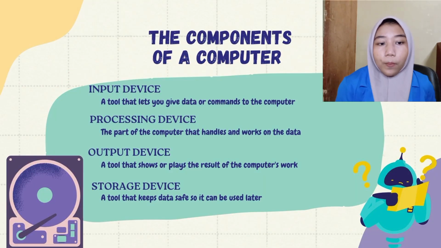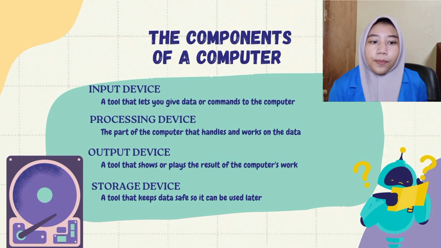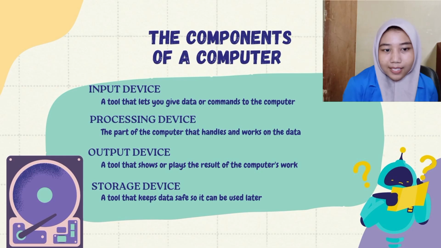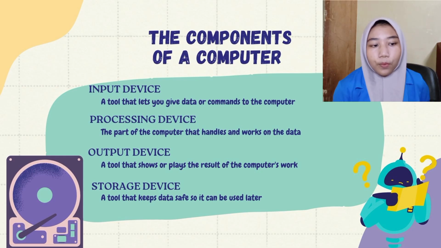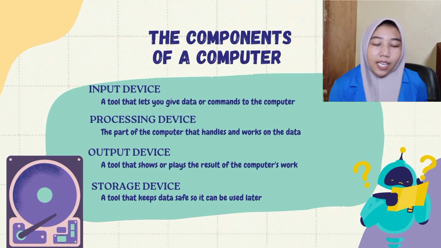Let's examine the components of a computer more specifically. First, input device, a tool that lets you give data or commands to the computer. Examples include keyboards, mice, scanners, and microphones. 2. Processing device, the part of the computer that handles and works on the data. The CPU is the main processing component. 3. Output device, a tool that shows or plays the result of the computer's work. These include monitors, printers, and speakers.